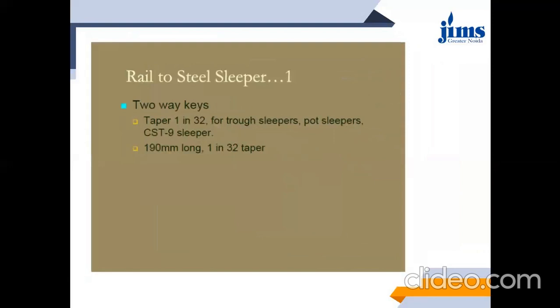Okay, then there are two-way keys which have a taper of 1 in 32 for tray sleeper, quad sleeper, and CST9 sleeper. Also a 1 in 32 sleeper is there along with 190 mm long two-way keys.